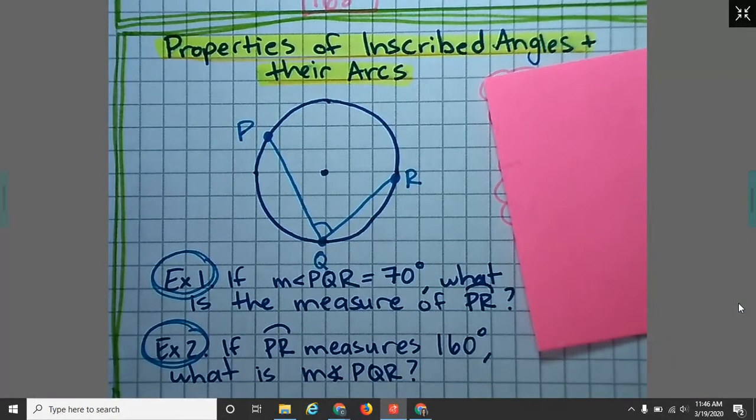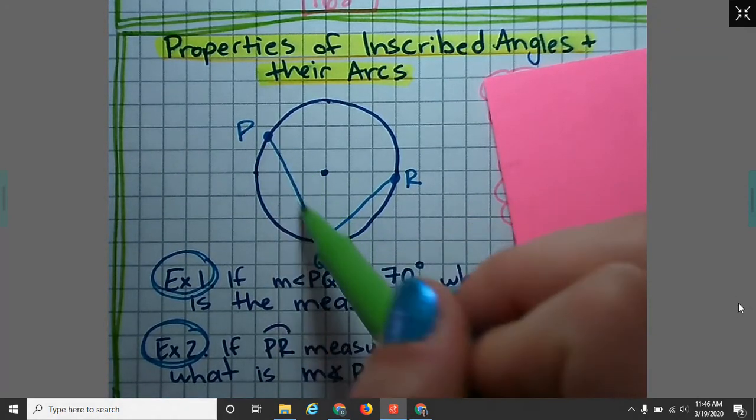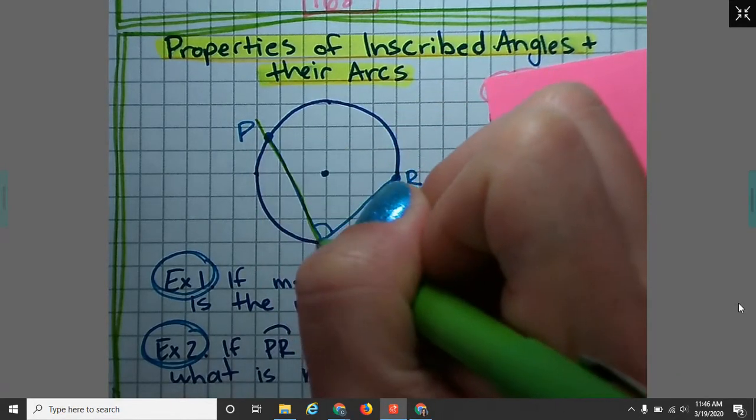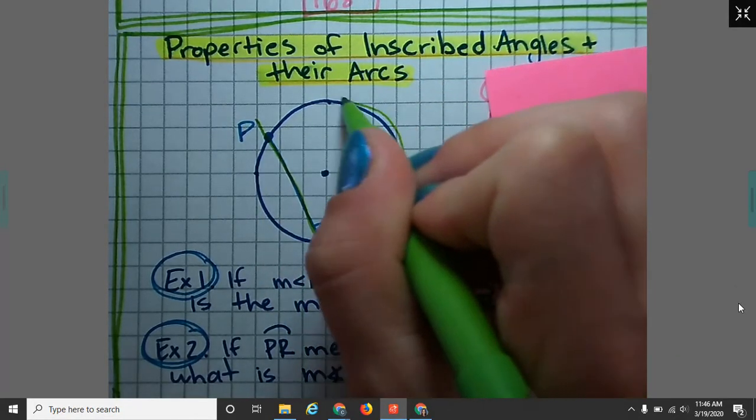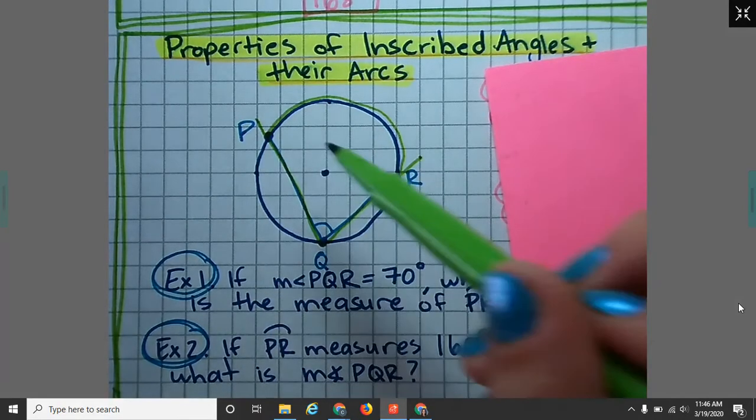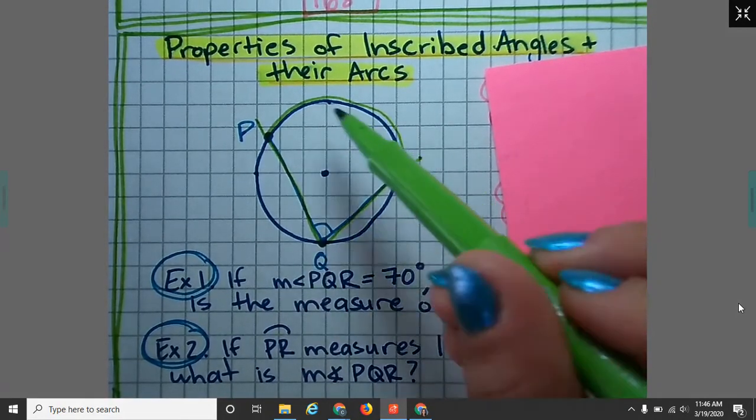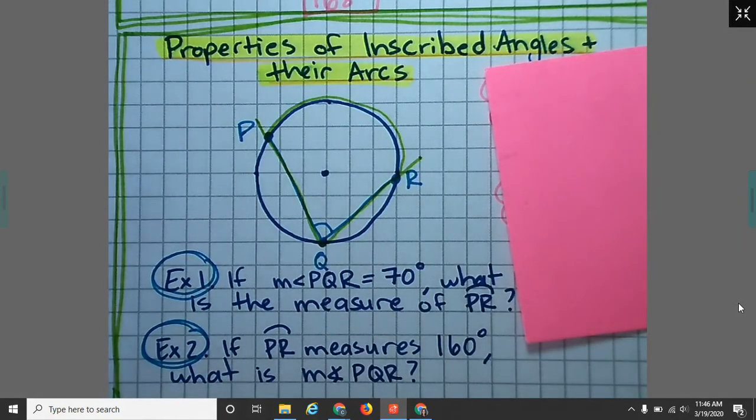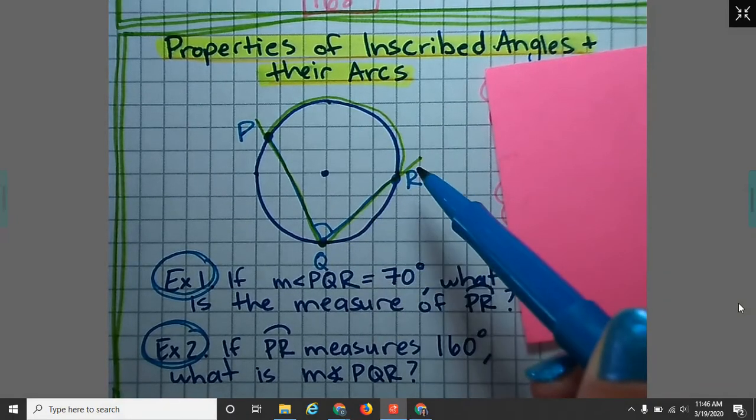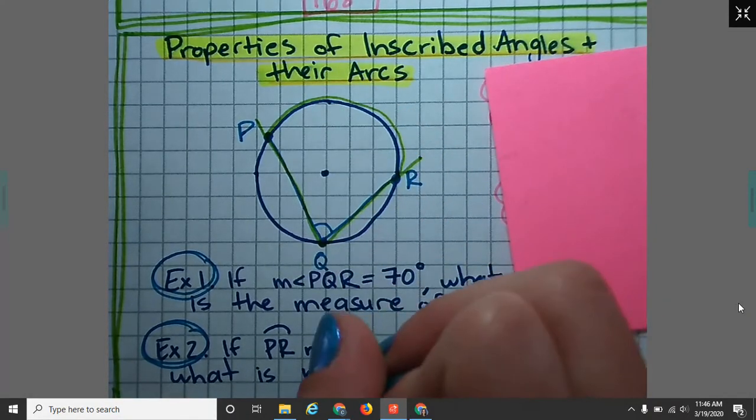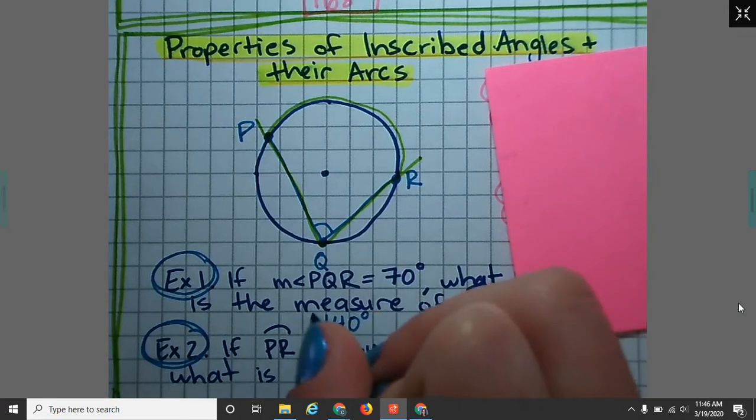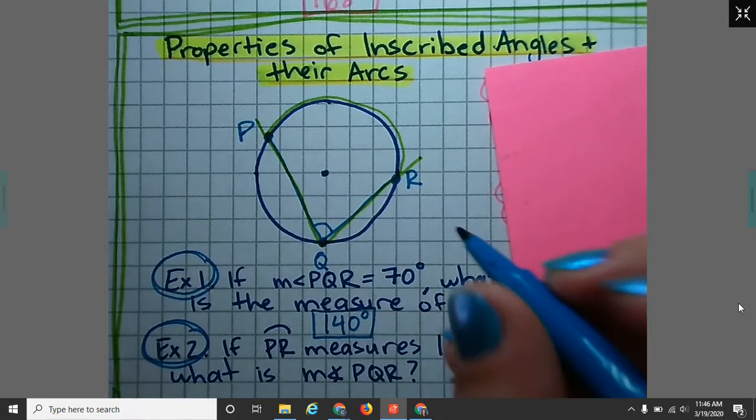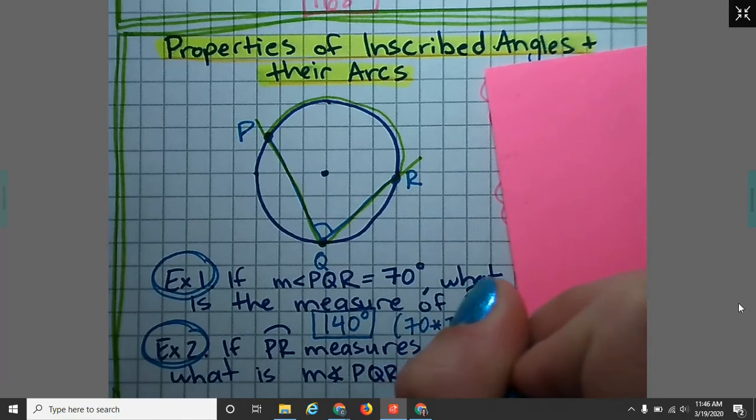Okay, so these are actually a little bit different than the central angles. They're not quite as easy, but like I said, they're not that bad. The relationship here is that this angle opens up to this arc. Okay, so it's creating that arc. If the angle is 70 degrees, then the arc is 140 degrees. So that is just going to be double. Okay, so if PQR is 70 degrees, then PR is 140 degrees, which again, we just got from 70 times 2.